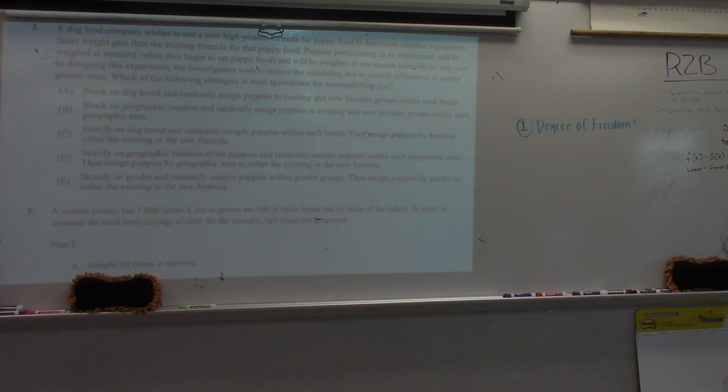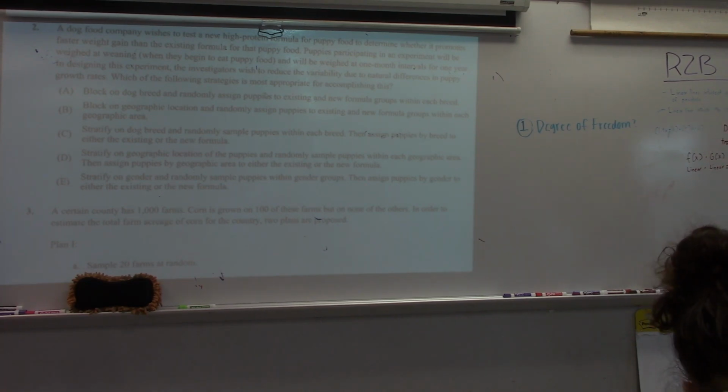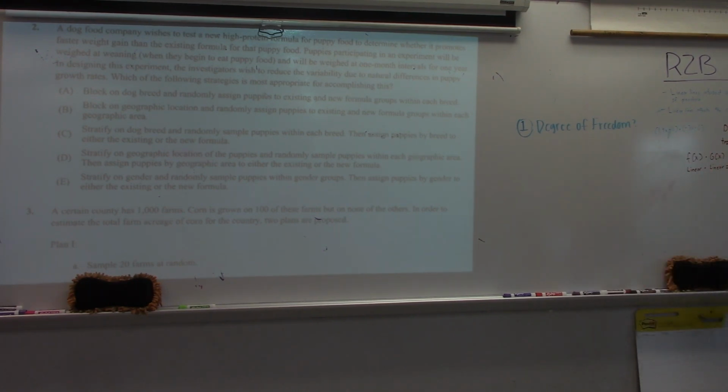Number 2. A dog food company wishes to test a new high-protein formula for puppy food. Someone was like, oh, Mr. Kinney, we just did this one. I know. But it's something we need to remember, especially for what we're about to do today. Puppies participating in an experiment will be weighed at weaning and will be weighed at 1-month intervals for 1 year. In designing this experiment, the investigators wish to reduce the variability due to natural differences in puppy growth. Which of the following strategies is most appropriate for accomplishing this?